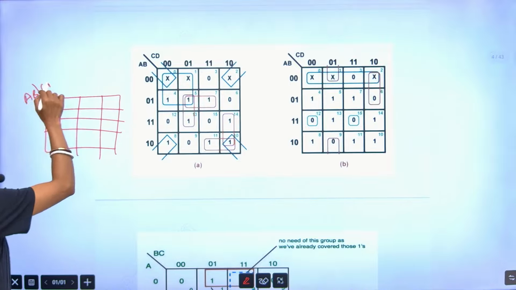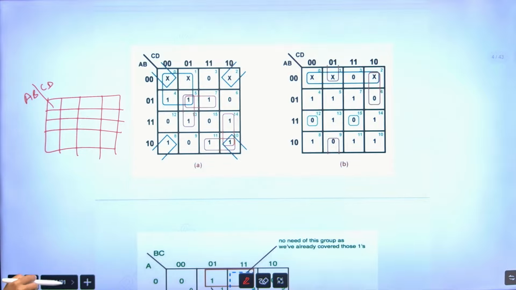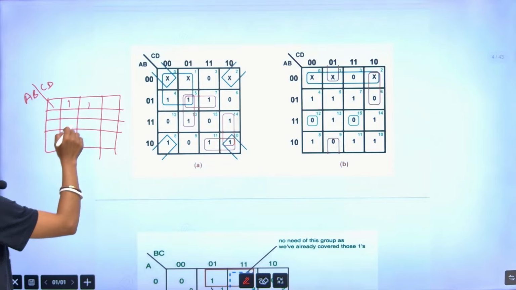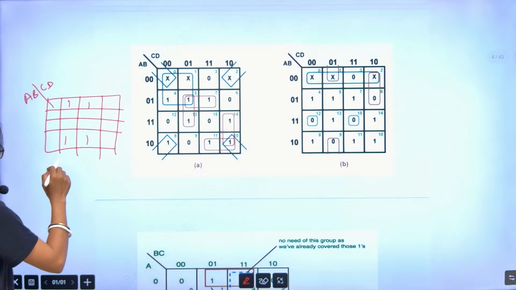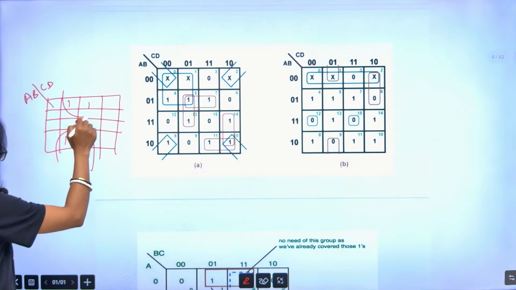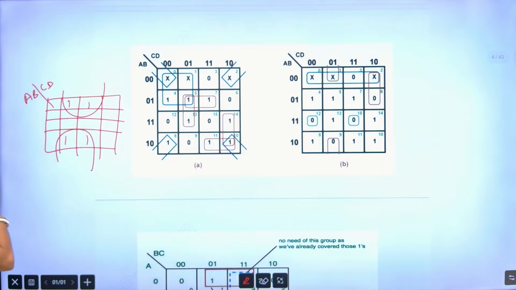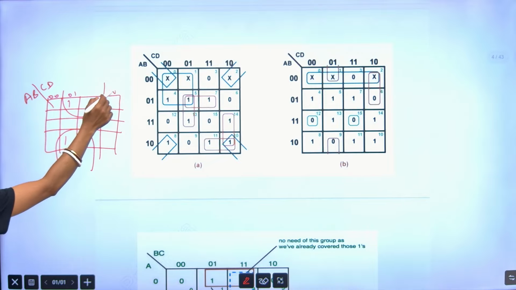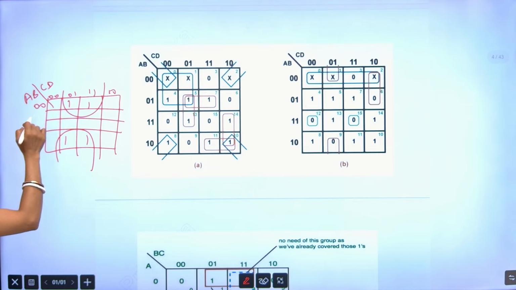This is AB, this is CD. In your mind you have to do it, okay. So this is 1 1, this is 1 1. Now I am doing wrap around this one and this one. How will the result come? This is 0 0 0 1 1 0 1 1 0 0 0 1 1 0 1 1.